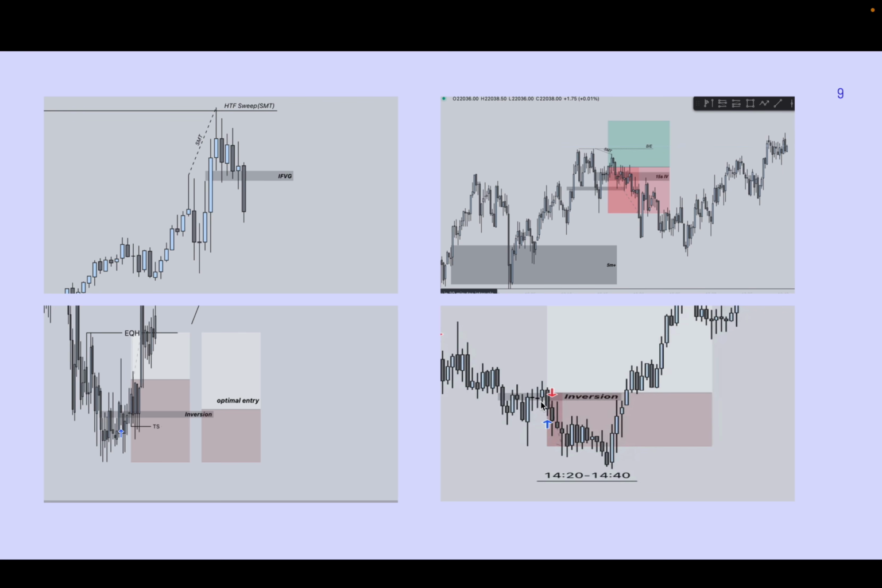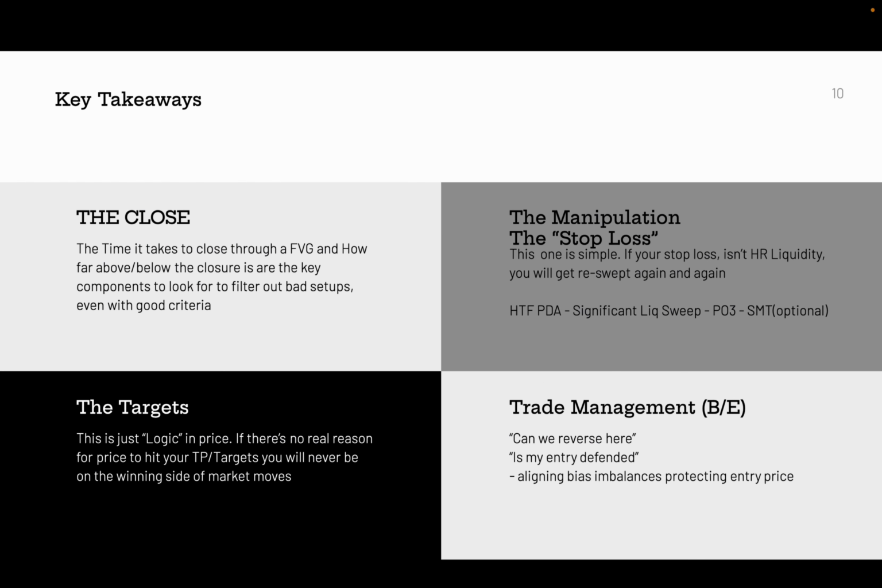But then look at the close. This gap was already interacted with back here. And then we manipulate, and then we still can't close through it. So very, very bad here. But yeah, the stop loss, if your stop loss is not high resistant, you will get reswept.